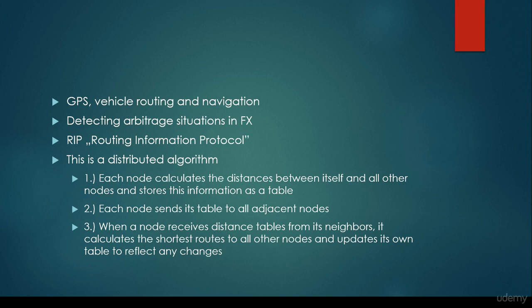Each node calculates the distances between itself and all other nodes and stores this information as a table. Each node sends its table to all adjacent nodes, and when a node receives distance tables from its neighbors, it calculates the shortest routes to all other nodes and updates its own table to reflect any changes.